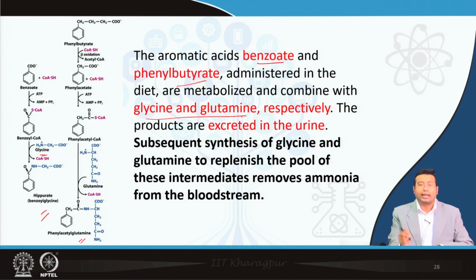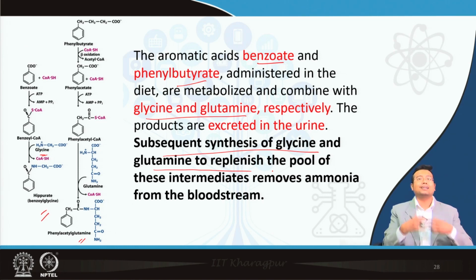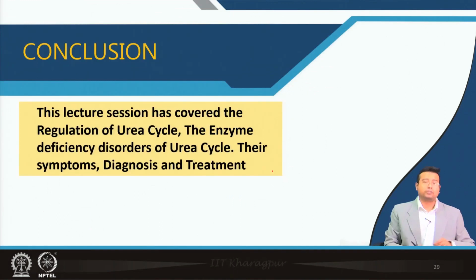So, a very important line: subsequent synthesis of glycine and glutamine to replenish the body pool of these compounds actually removes ammonia from the bloodstream. So we are indirectly removing ammonia by depleting the sources, the molecules which are produced from ammonia. More and more ammonia will be utilized in order to produce these compounds. Thus hyperammonemia will be treated.